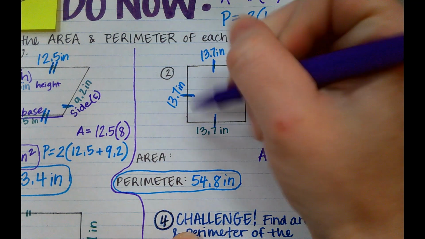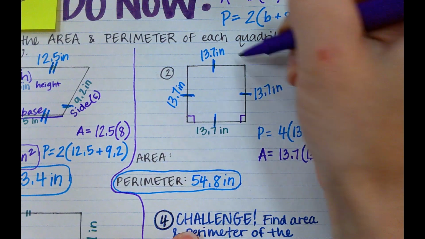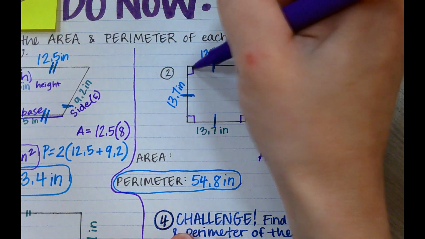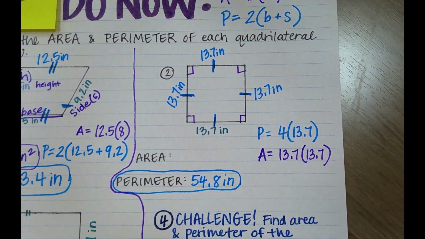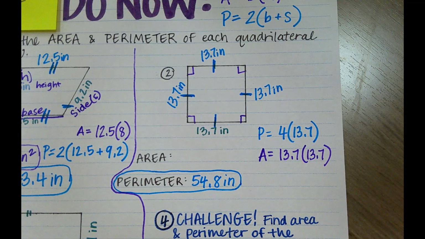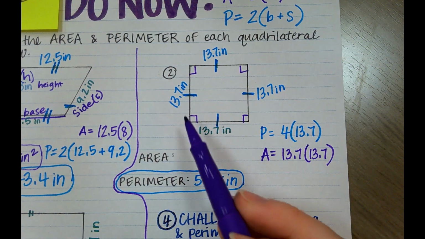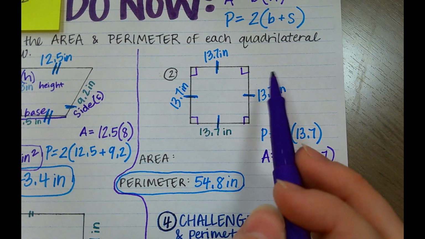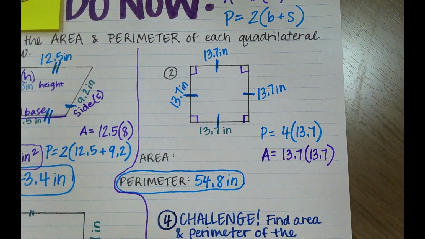13.7. I really should have given you that these are 90-degree angles, but I'm sure you all assumed it. They are. I put little squares, these boxes, to show that these are all 90-degree angles.